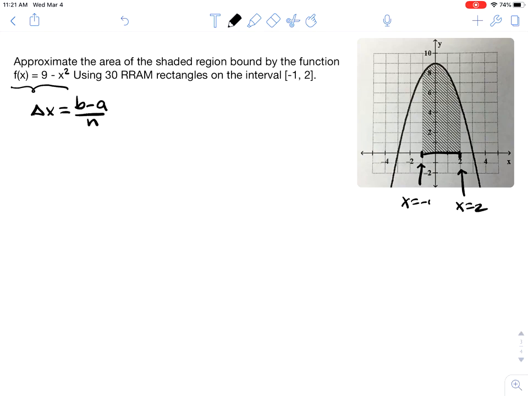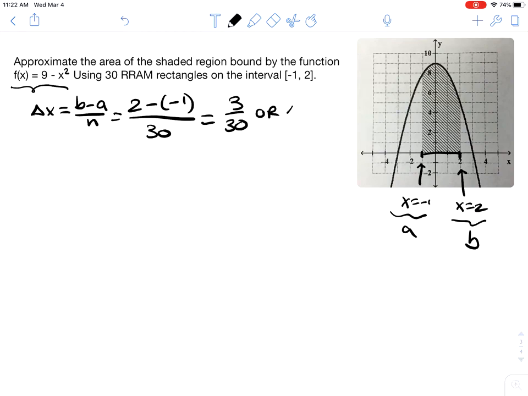B is the right side of our interval. A is the left side of our interval. So we have 2 minus -1. N is the number of rectangles. So we get 3 over 30, or delta x equals 1/10.